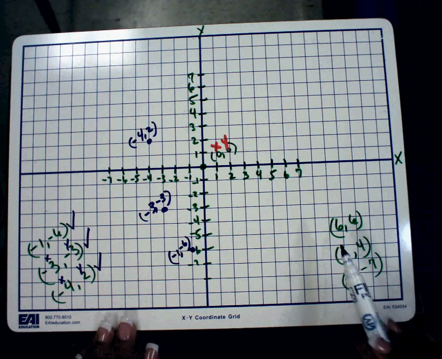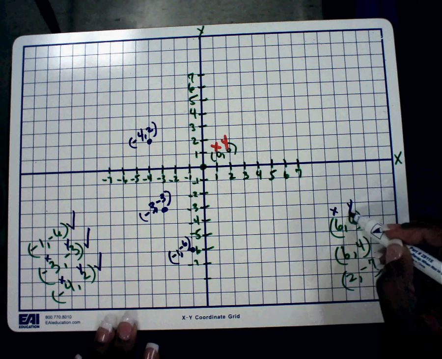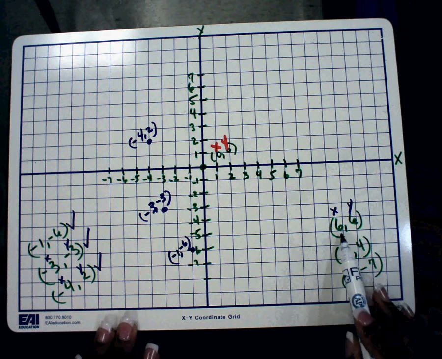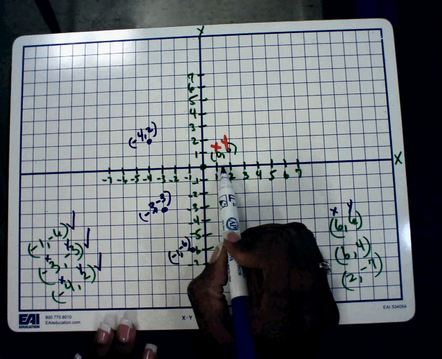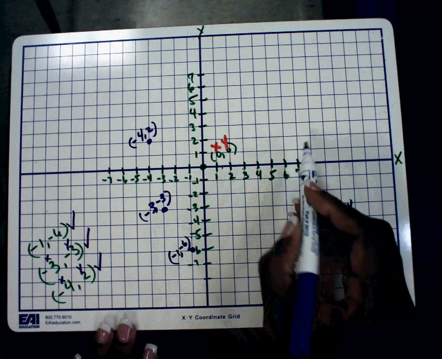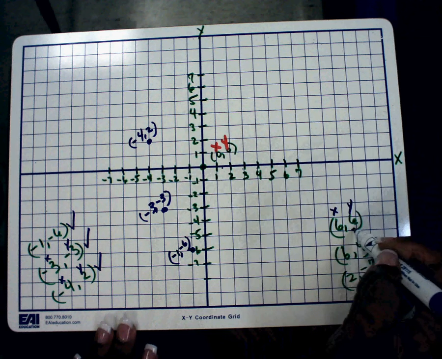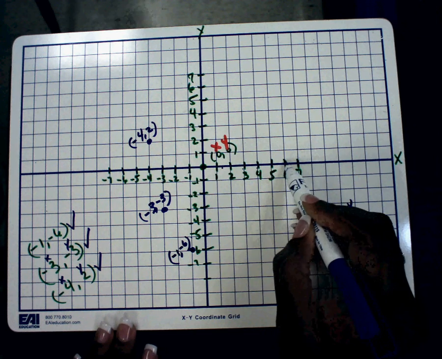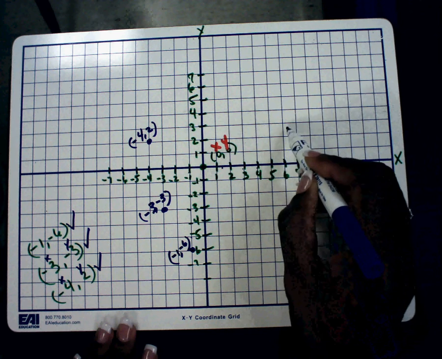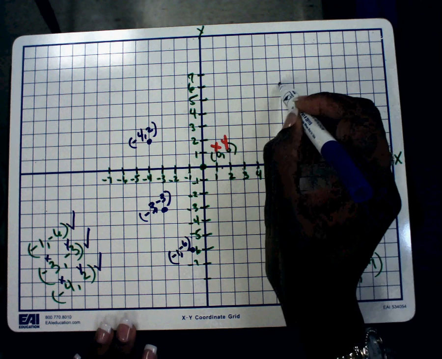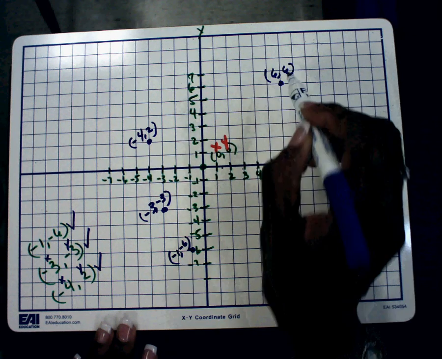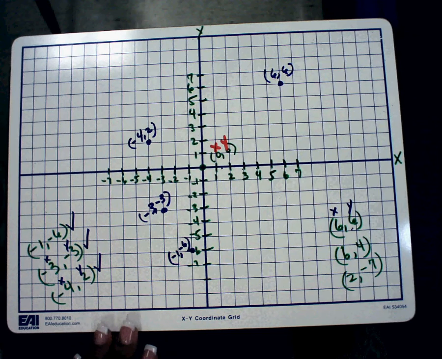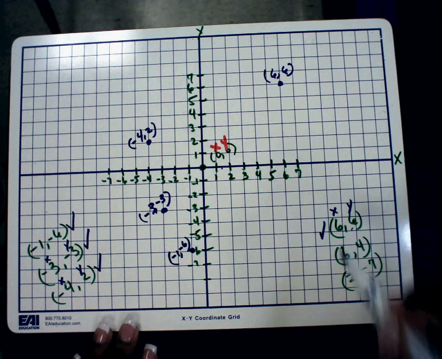For x we have 6, and for y we have 6. We start back at the origin, and we go 6 units to the right because it's positive: 1, 2, 3, 4, 5, 6. Then for +6 we go up 6 for our y: 1, 2, 3, 4, 5, and 6. We put our point there, label it 6, 6, and put a check mark by that one.